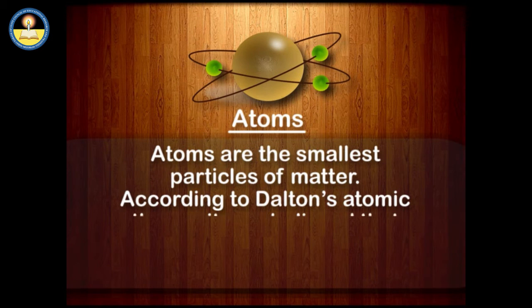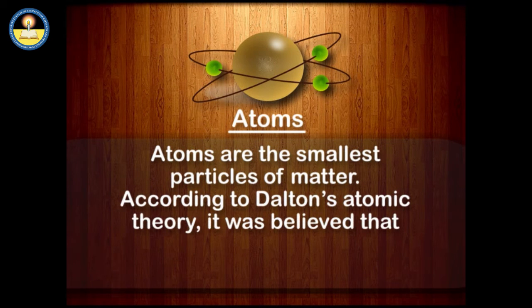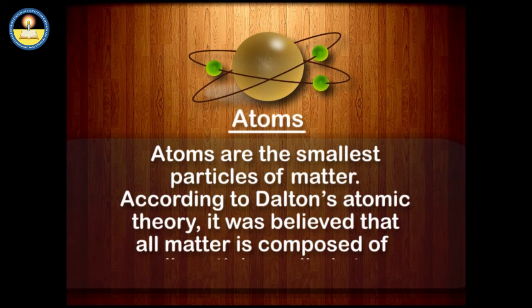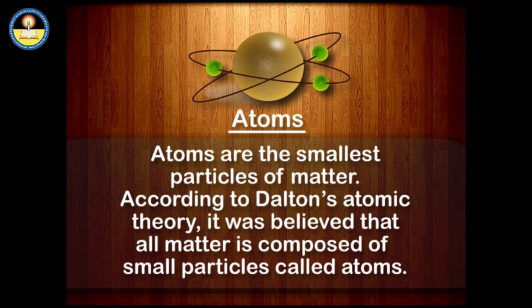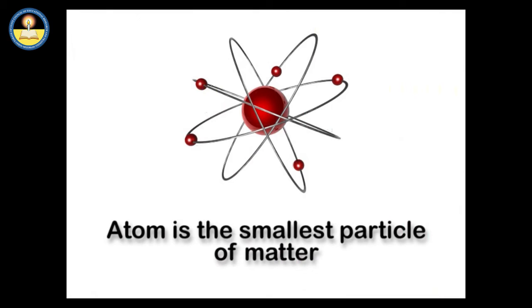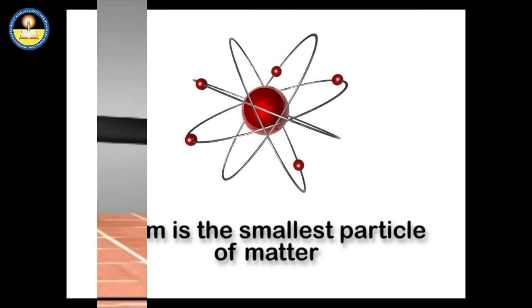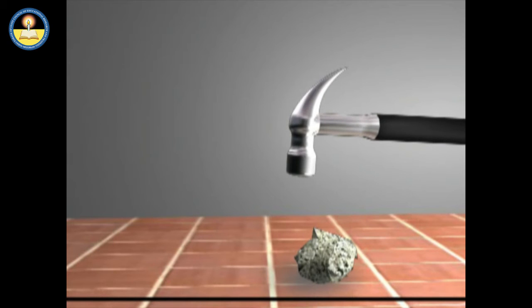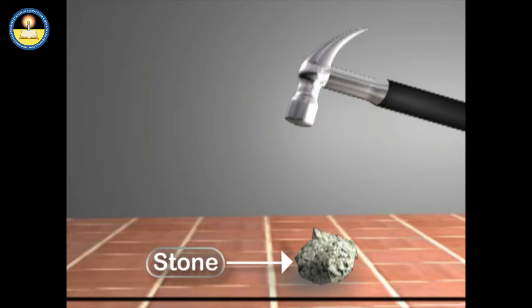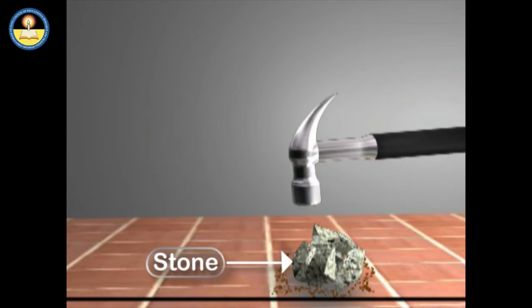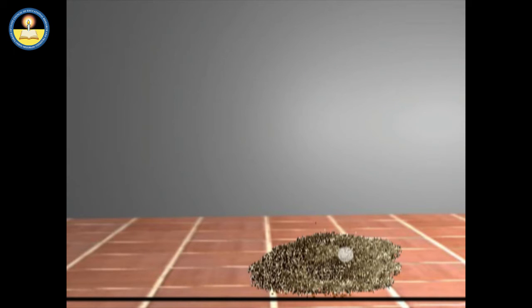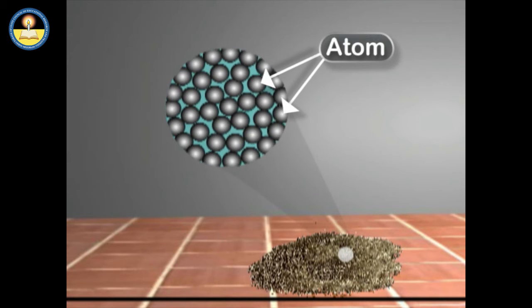According to Dalton's atomic theory, it was believed that all matter is composed of small particles called atoms. Atom is the smallest particle of matter. This is a postulate of Dalton's atomic theory. Let's try to understand it with the help of an example. Let's take a stone and try to break it into small pieces. Each small piece of the stone represents an atom here.